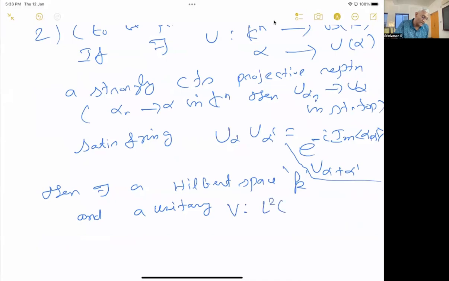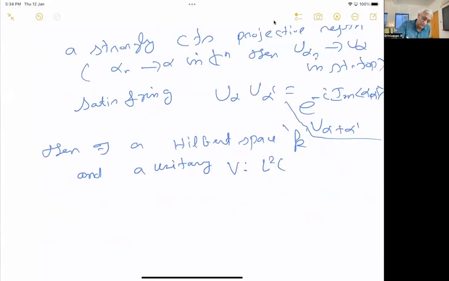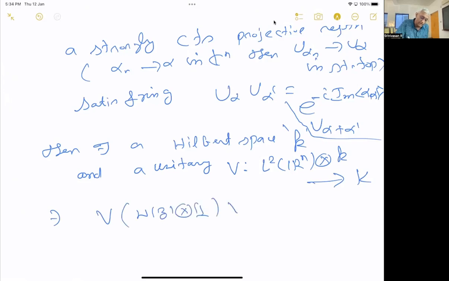from L2 of Cn. Wait a minute, n I have used for the sequence. That's a different n. Maybe you use alpha k or something for the sequence. I should use a different letter. Usually that is why we use C power d or something. There is an indexing set for the sequence, that's different. Okay, so there is no confusion. From L2 of Rn tensor k to this k, such that V W of alpha tensor 1, V star is equal to u alpha.